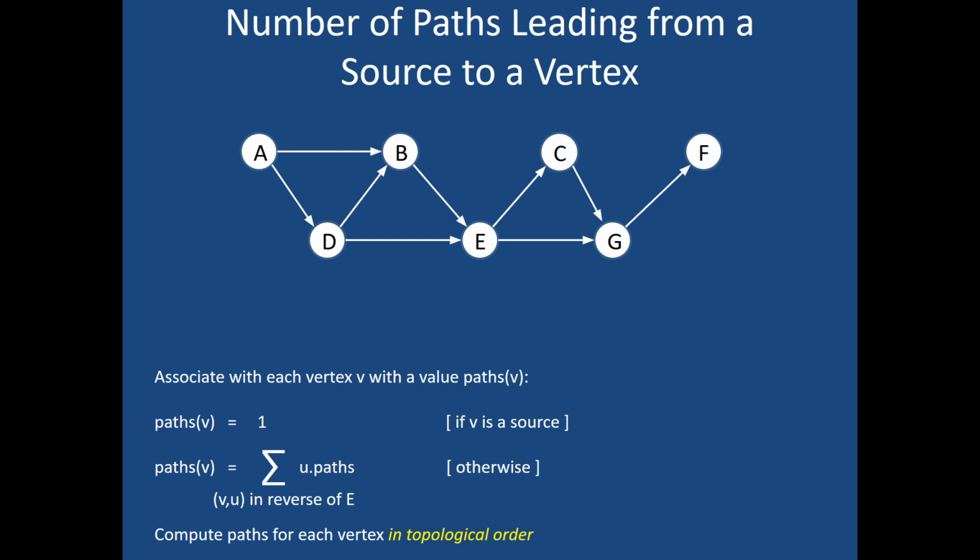Yeah? You recalculate the same vertex 3 or 4 times. Right. You may have noticed that I calculated A twice. Right? B made a recursive call to calculate paths of A and got an answer back. Then B called D, D called A. We did A twice. So you end up calculating things over and over again.